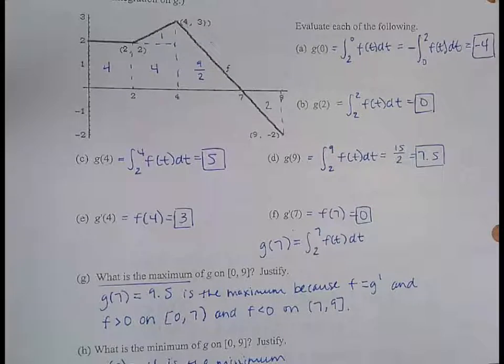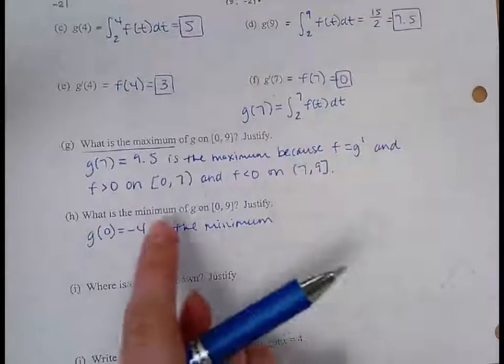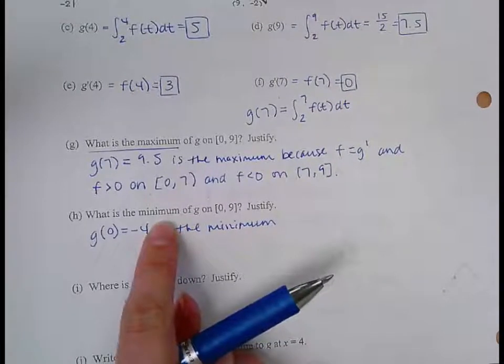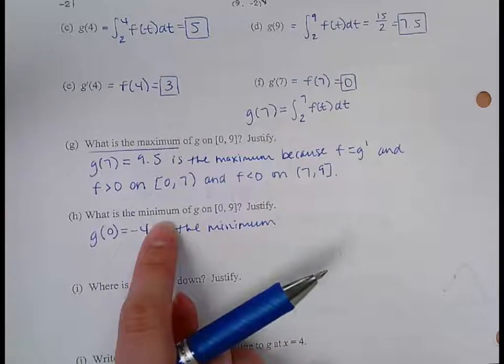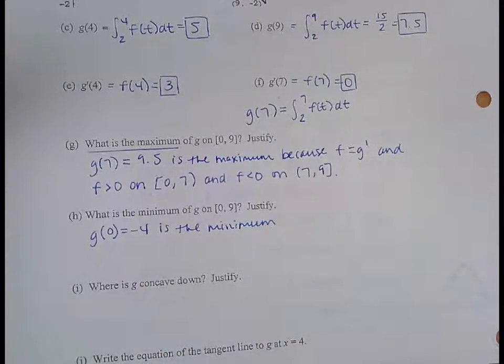Kai, did you have a question? Guys, can you be quiet so I can hear Kai's question? Yes, because when it says the minimum, it's referencing absolute. So an absolute could be the endpoint. Yep. Yes, if it just says the minimum, it's referencing absolute. If it wants just local or relative, it would have to say that. Yep. So g of 0 equals negative 4 is the minimum.